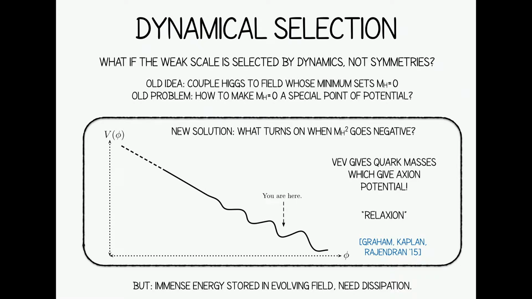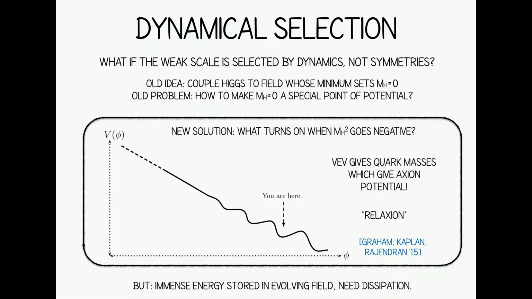Imagine just coupling the Higgs to some field and having the minimum of the potential for that new field be at a point where the Higgs mass squared is 0. So you've been hearing, of course, a lot about axions during your other lectures, and in the axion, something similar happens, right? The axion couples to QCD in such a way that the minimum of the potential for the axion sets the CP violating theta parameter to 0, right?